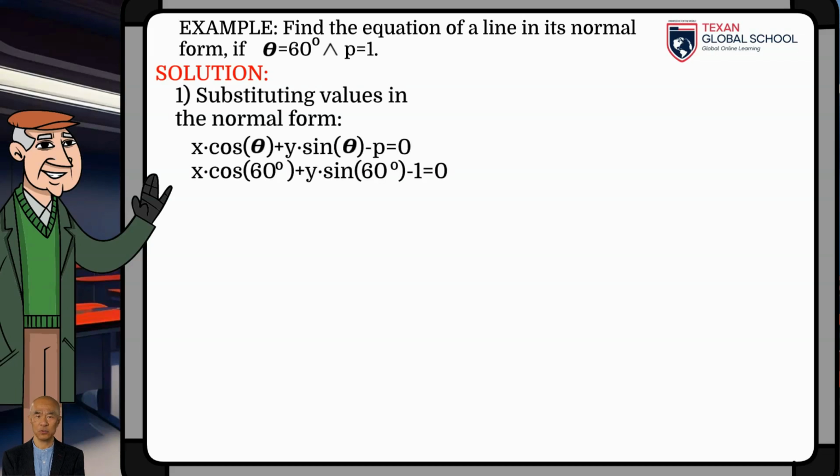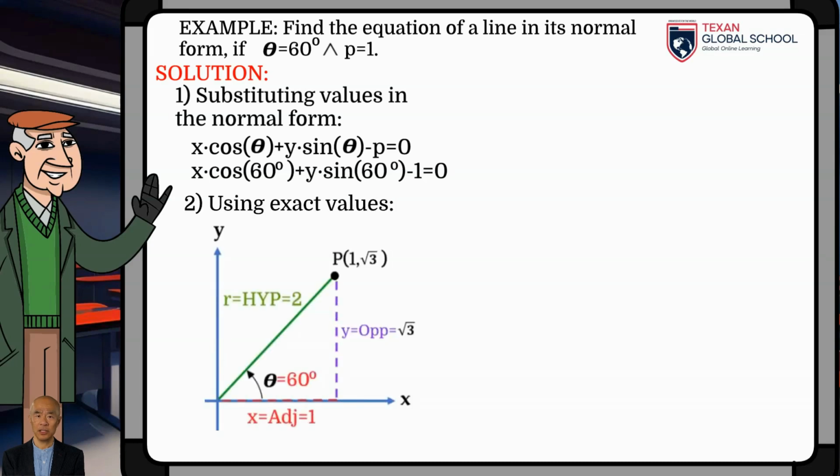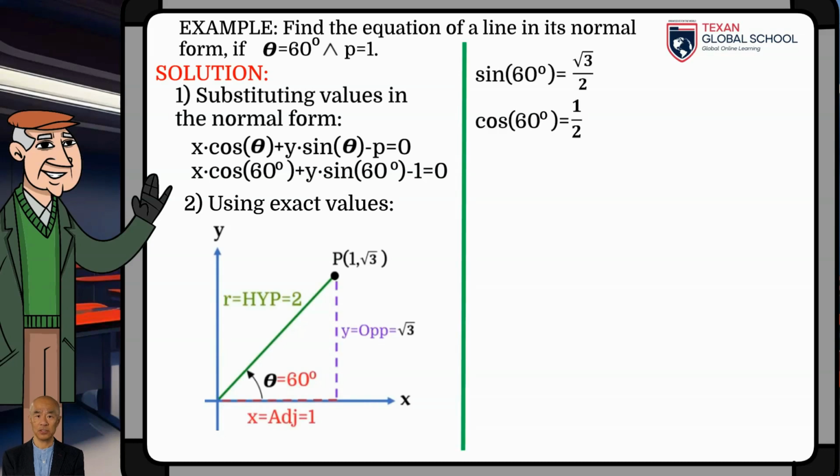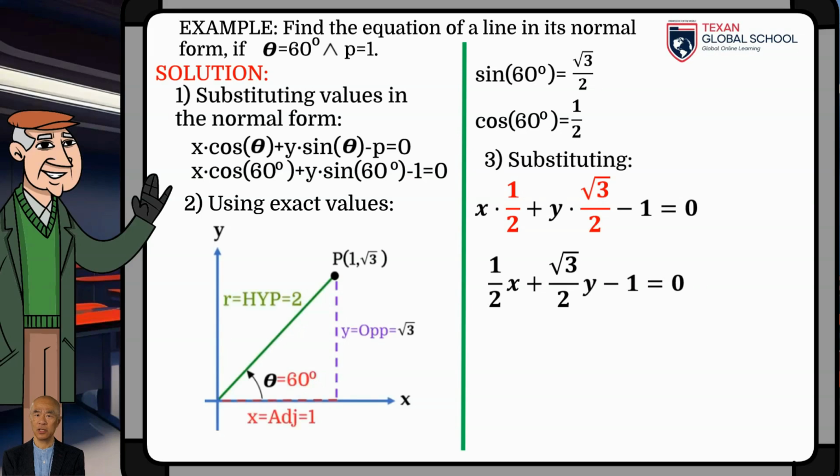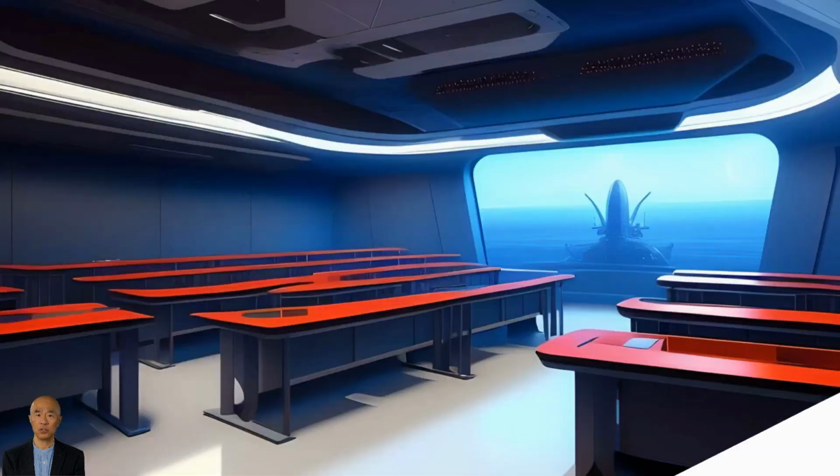Using exact values of the trigonometric functions, remember that for 60 degrees, the point to create the triangle is (1, square root of 3). Therefore, the sine of 60 degrees is equal to the square root of 3 over 2, and the cosine of 60 degrees is equal to 1/2. Substituting values results in x times 1/2 plus y times the square root of 3 over 2 minus 1 equals 0. Therefore, the equation of the line in its normal form is x over 2 plus y times the square root of 3 over 2 minus 1 equals 0.